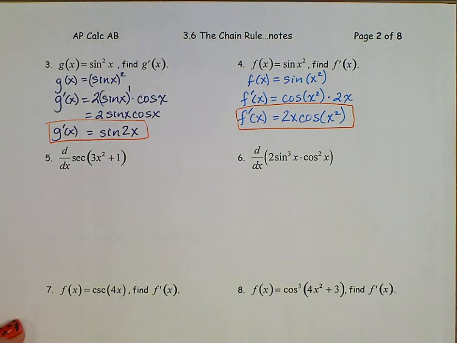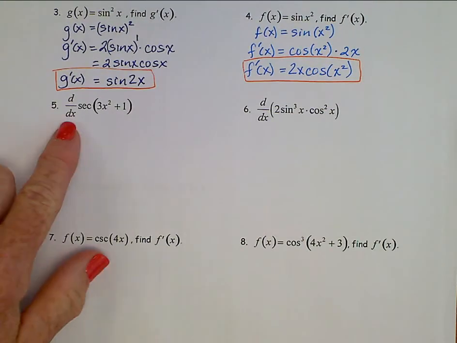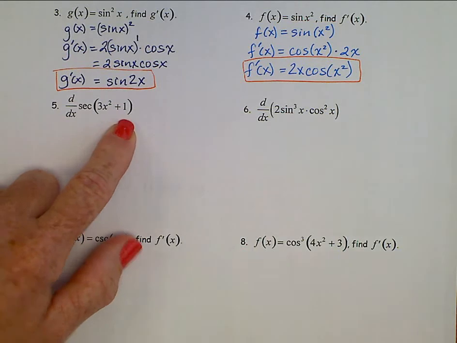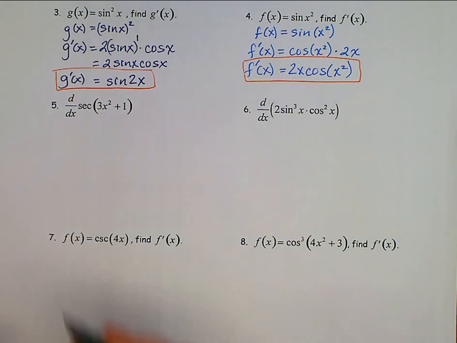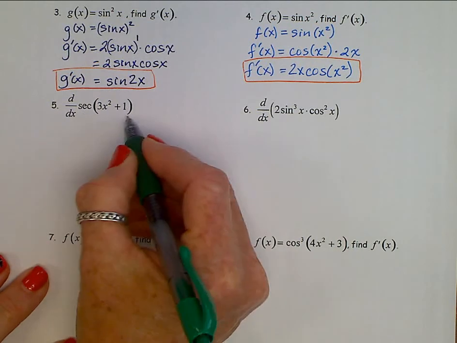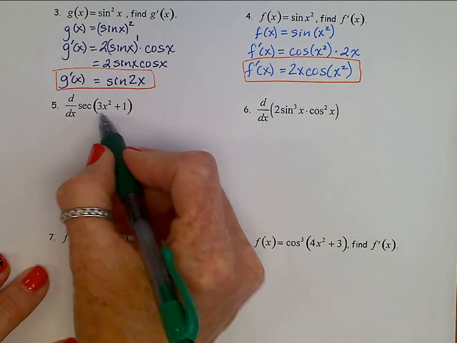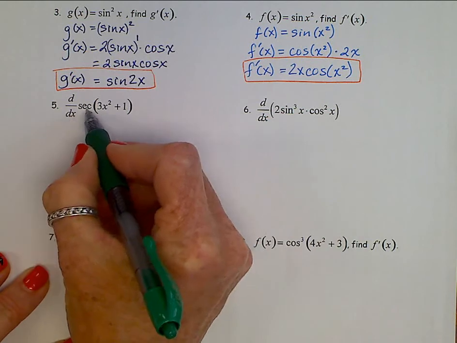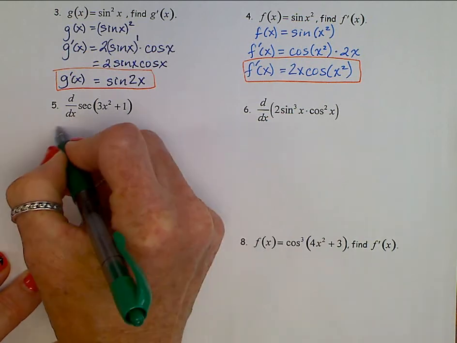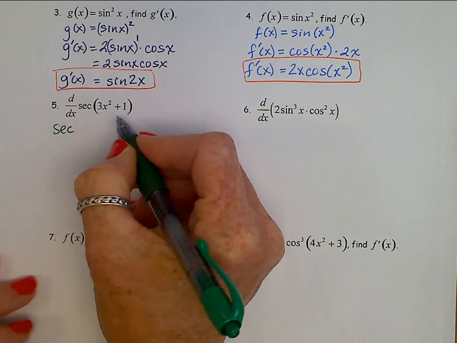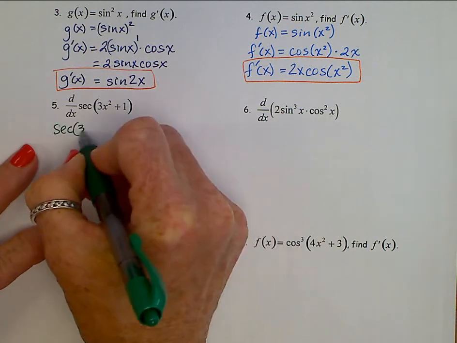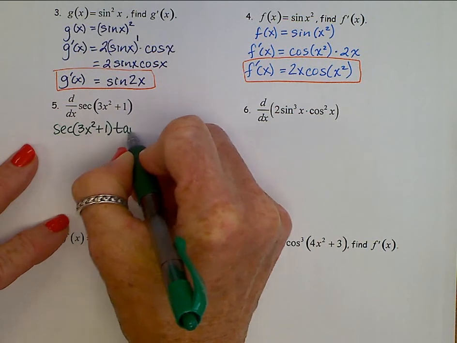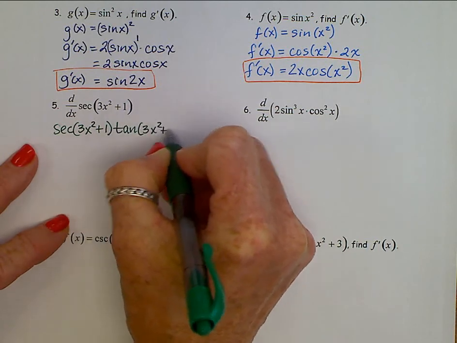Looking at this next one, d dx of secant of 3x squared plus 1. Excuse me. Find the derivative. The derivative of secant x is secant x tangent x. So when we do the derivative of secant of this something, it's going to be secant of that something tangent of that something.